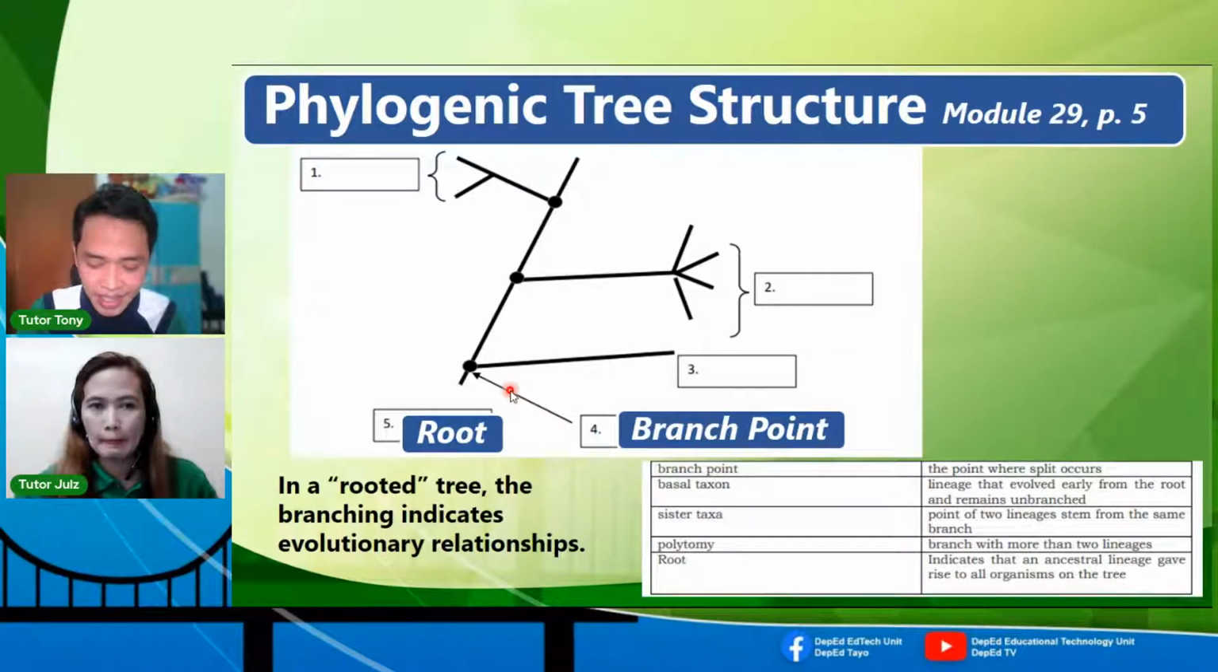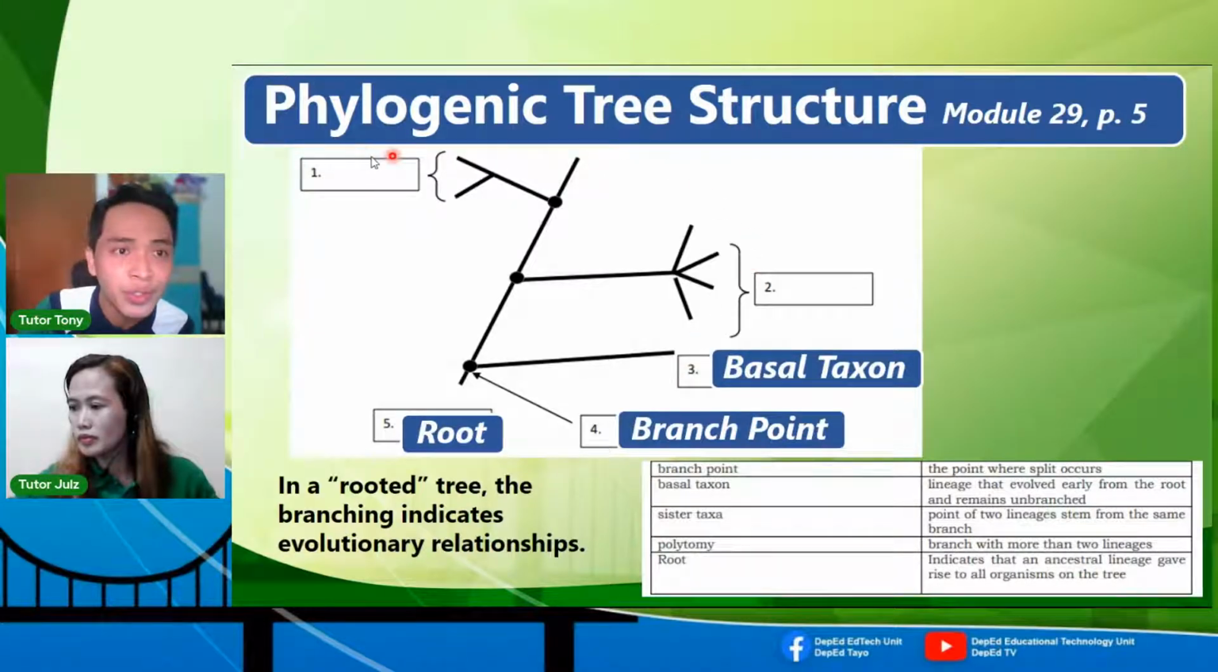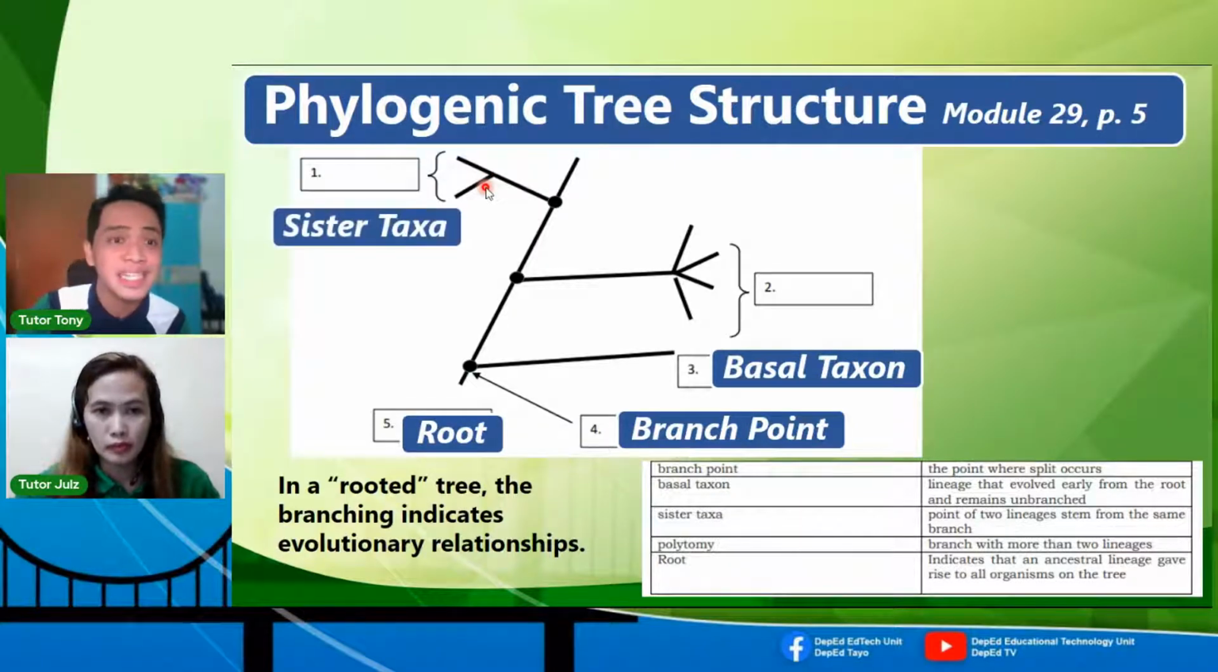Next, a lineage that evolved early from the root pero nag-remain siya, nanatili siyang unbranched. Kumbaga, ito unbranched siya, wala siyang mga further species. Ang tawag sa kanya ay basal taxon. Unbranched siya, alright? Next, let's move on. When two lineages stem from the same branch point, ito yon, yung number 1. So, same branch point, nag-stem out siya, dalawang branch. They are called the sister taxa. Ayan, hindi brother, kundi sister.